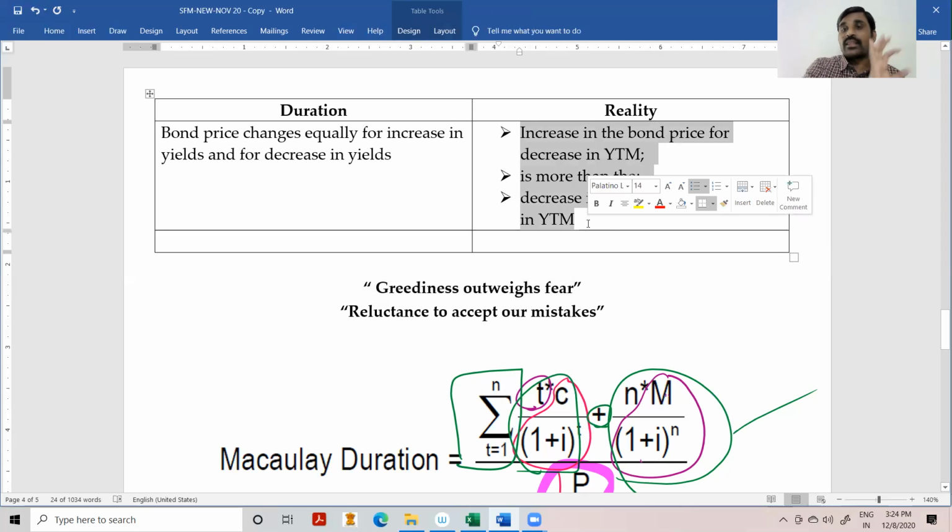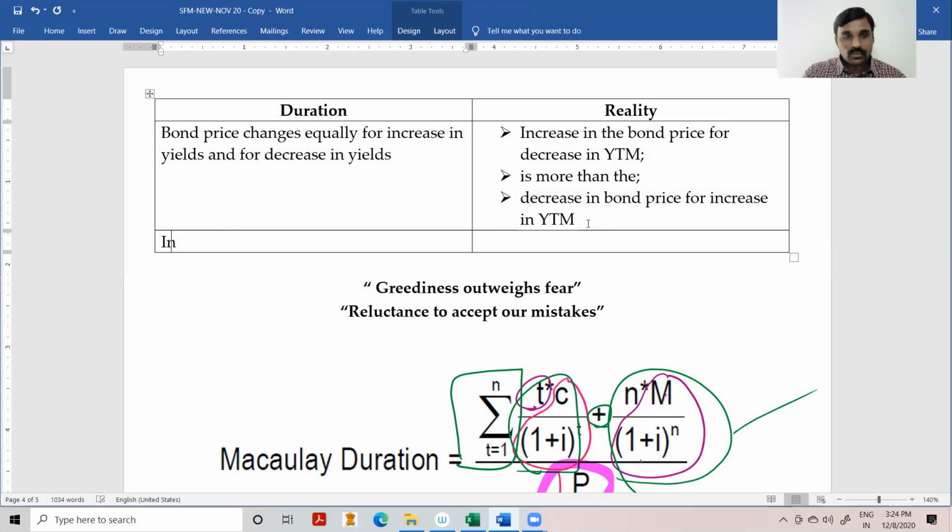Duration is purely mathematical based. It ignores the market behavior. On the other hand, convexity takes into account the market behavior. Convexity says that the increase in the price of a bond is more than the decrease in the price of the bond. This is the convexity assumption. Reality and convexity assume the same thing. So therefore, investor behavior.